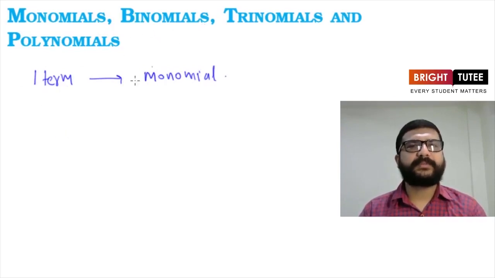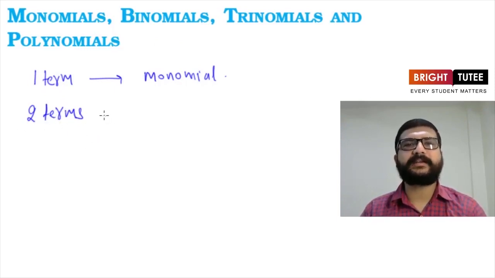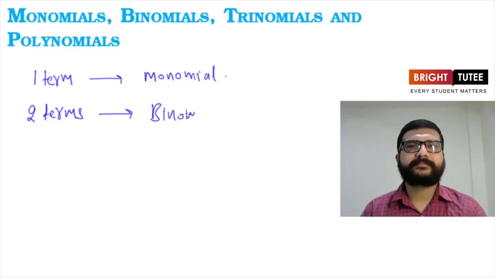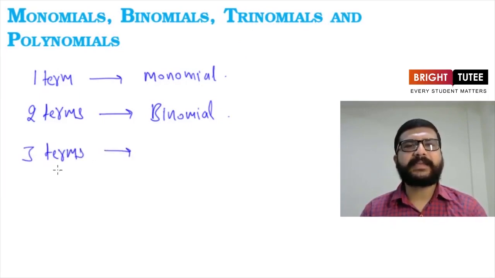And then we have binomials. Algebraic expressions having two terms. Two terms means two unlike terms. If an algebraic expression has two unlike terms, then it is a binomial. Now by the name it is clear what trinomials are. Trinomials means three terms. Three terms means three unlike terms. If an algebraic expression has three terms, then it is known as a trinomial.